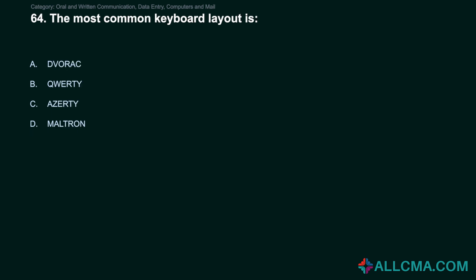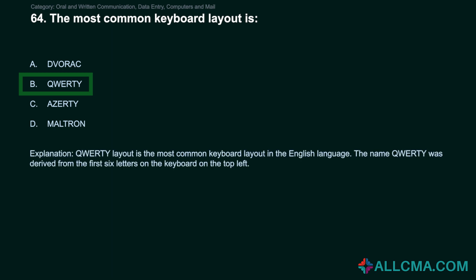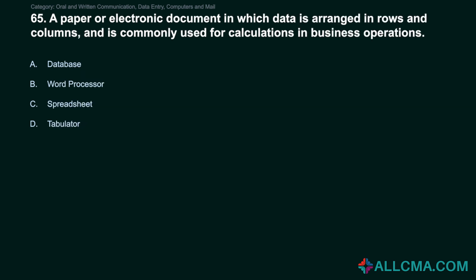64. The most common keyboard layout is A. Dvorak. B. QWERTY. C. Azerty. D. Maltron. Correct answer, B. QWERTY. QWERTY layout is the most common keyboard layout in the English language. The name QWERTY was derived from the first 6 letters on the keyboard on the top left.